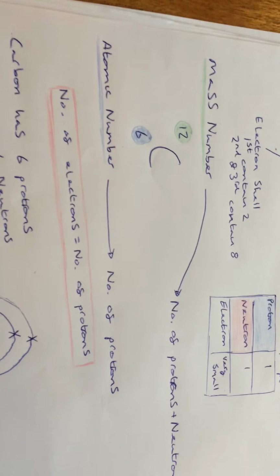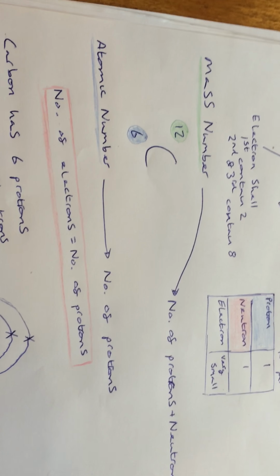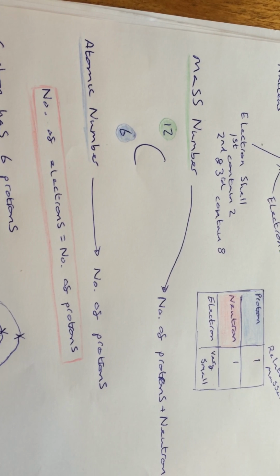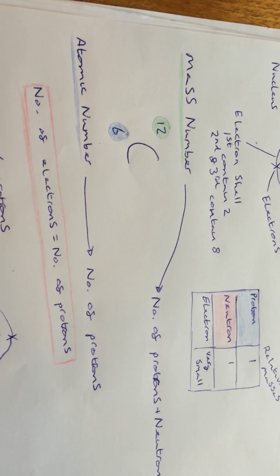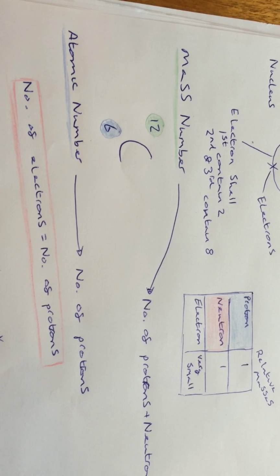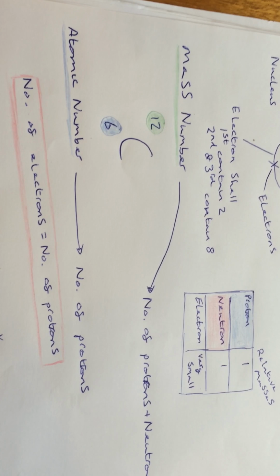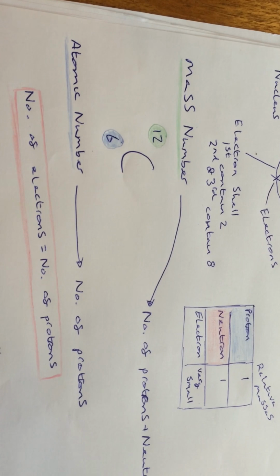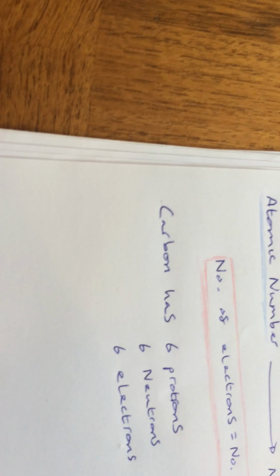Okay, if I flip this round, so the mass number is the number of protons and neutrons. The atomic number is the number of protons. Okay, and this is really important. The number of electrons equals the number of protons. So for carbon, we have 6 protons, 6 neutrons, and 6 electrons.